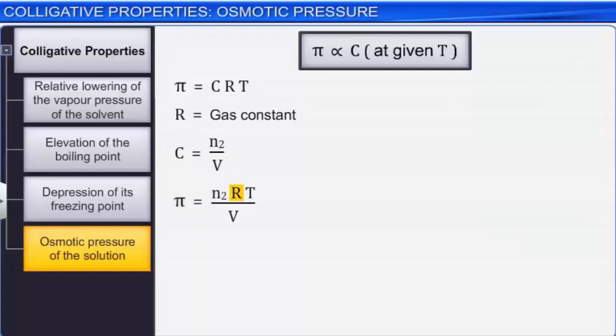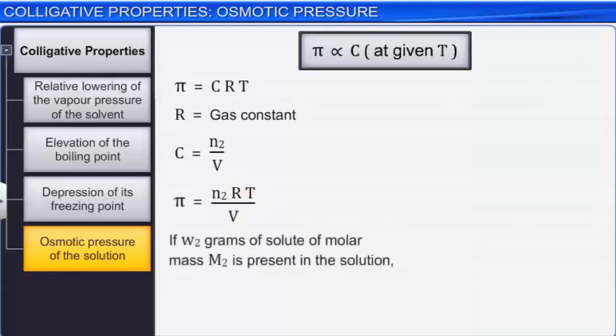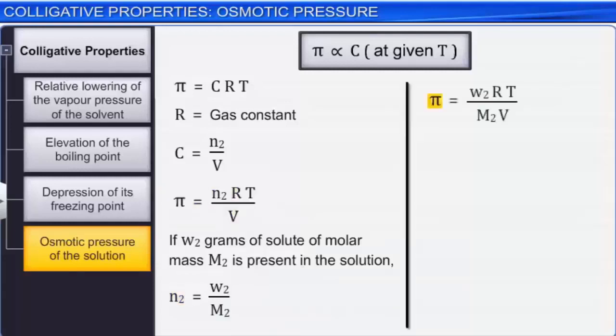If W2 grams of solute of molar mass M2 is present in the solution, then N2 is equal to W2 divided by M2. Substituting this value of N2 in the earlier equation, we get pi equal to W2 multiplied by R multiplied by T divided by M2 multiplied by V. Rearranging the equation for M2, we get M2 is equal to W2 multiplied by R multiplied by T divided by pi multiplied by V.